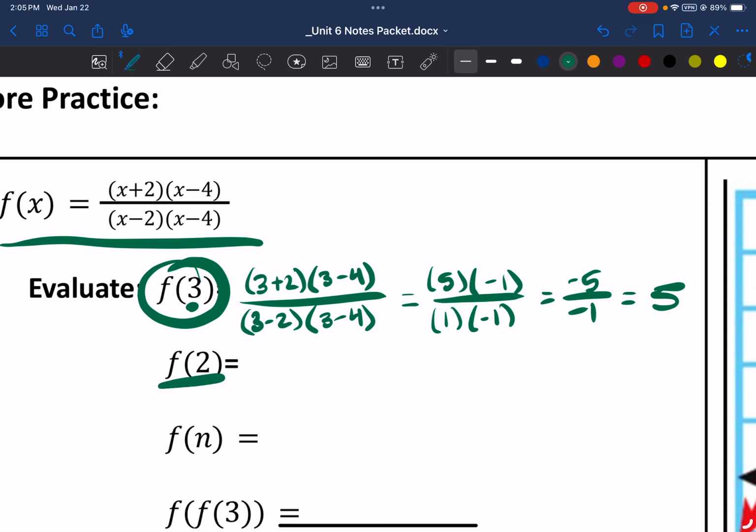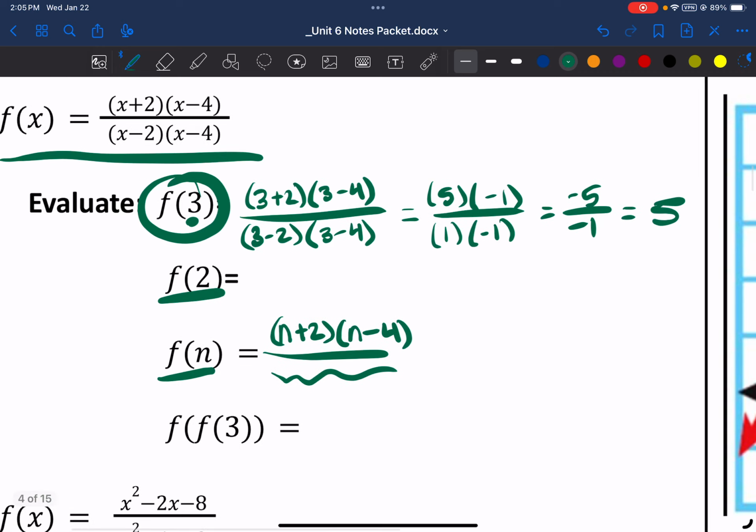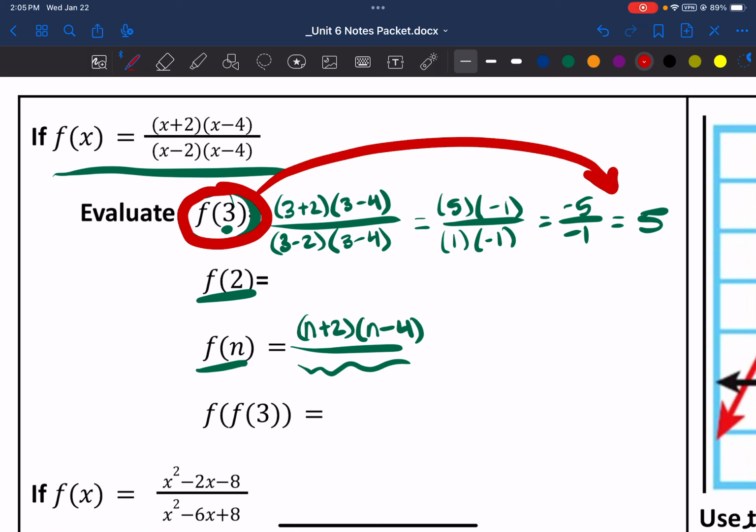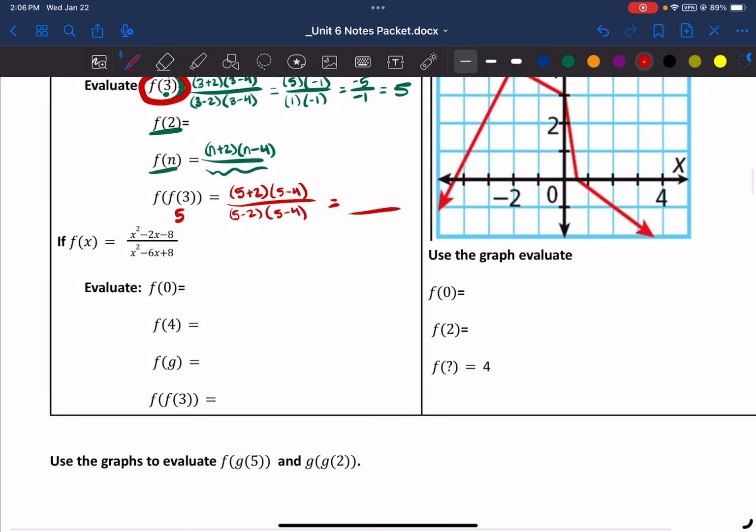Okay, we could do that same thing with 2. I'm going to skip it. If we did the same thing with n, we're going to have something that looks like this, right? With the n in place of the x. Okay, but what about taking f of 3 and plugging it in to f again? Well, we already found f of 3. f of 3 equals 5. So now I'm just finding f of 5, plugging it in for x. Okay, and then you would solve and get a number. We do the same thing right there.